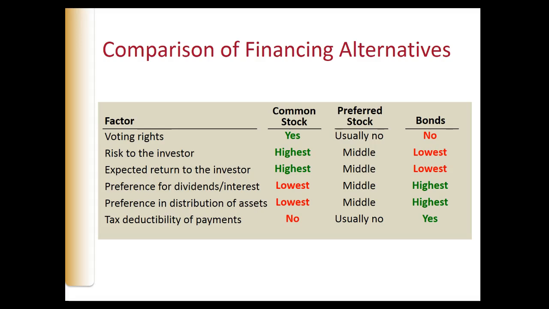Risk to the investor? Of course, the common stock is the highest. You can lose it all. Bonds have the lowest risk, and preferred stock is in the middle.